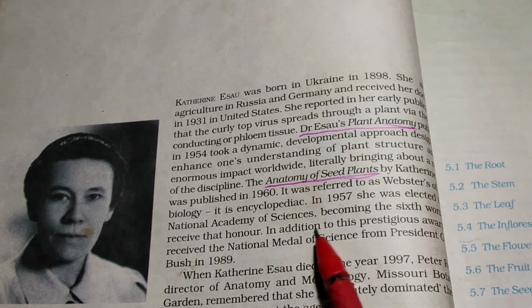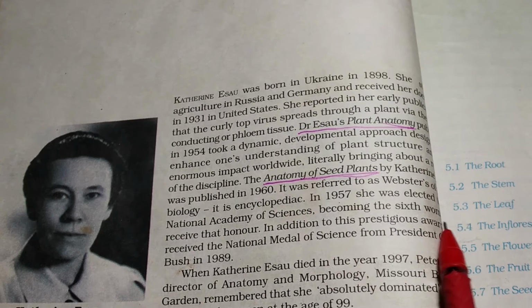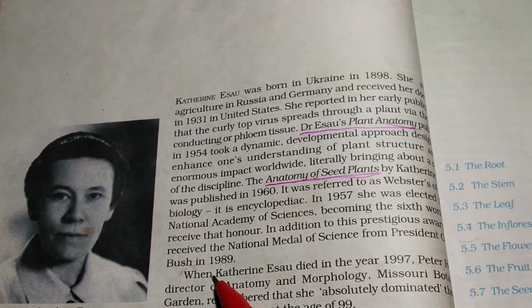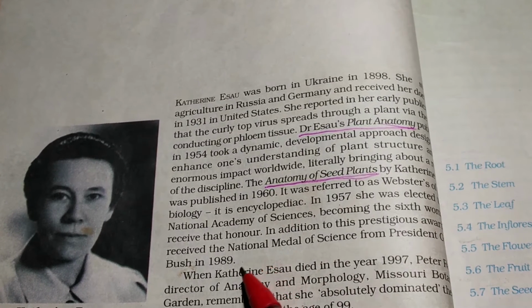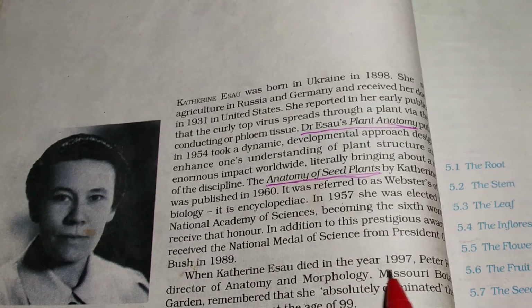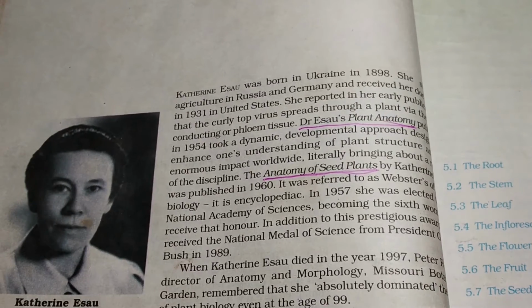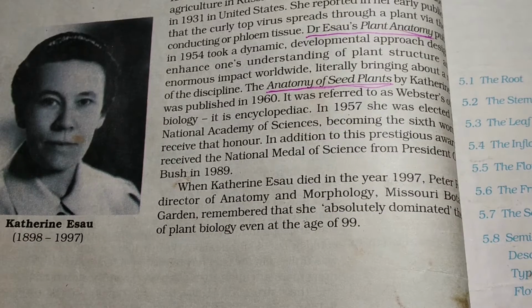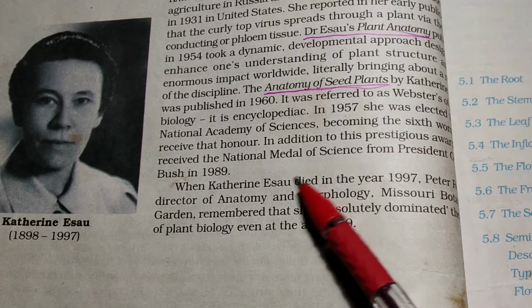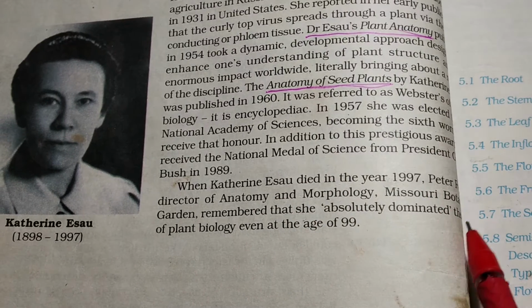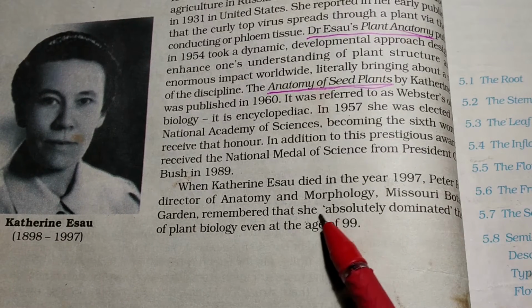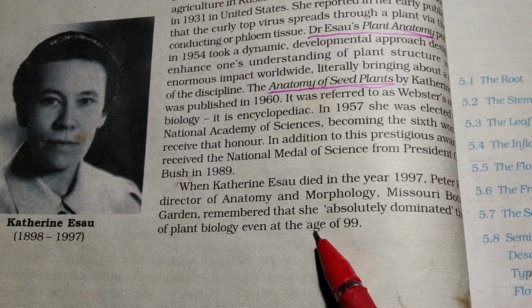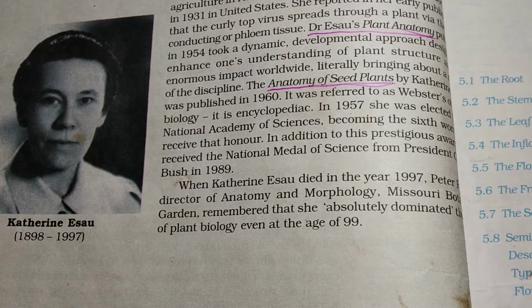In addition to this prestigious award, she received the National Medal of Science from President George W. Bush in 1989. When Catherine Esau died in the year 1997, Peter Raven, the director of the Missouri Botanical Garden, remembered that she absolutely dominated the field of plant anatomy and morphology even at the age of 99.